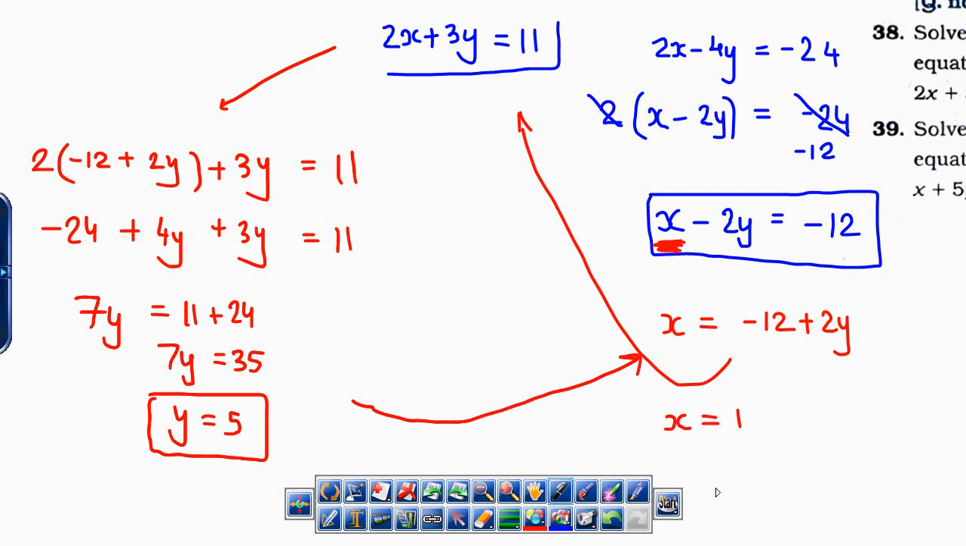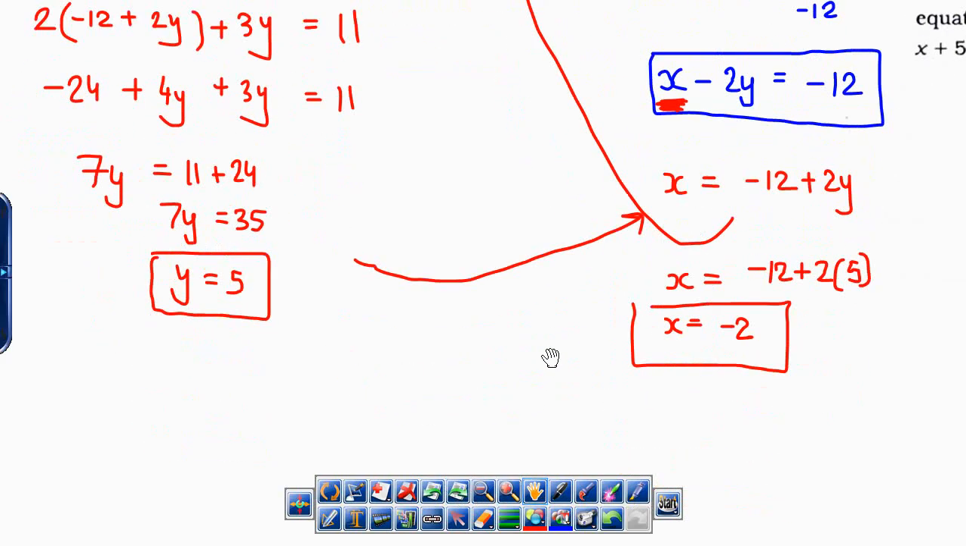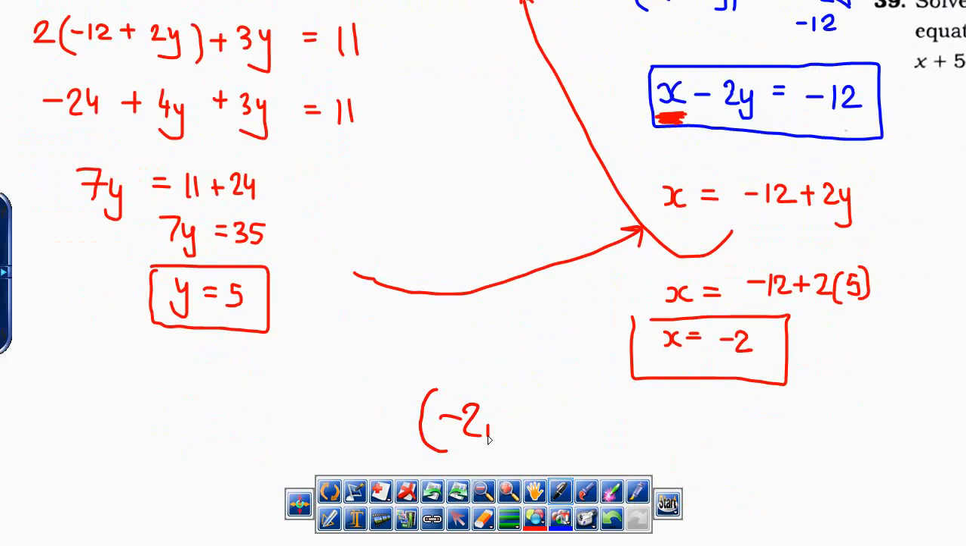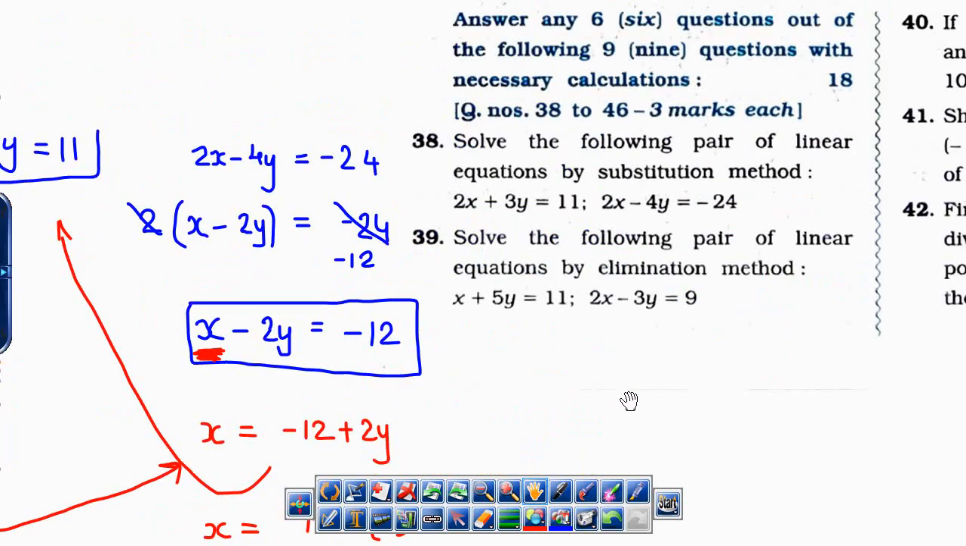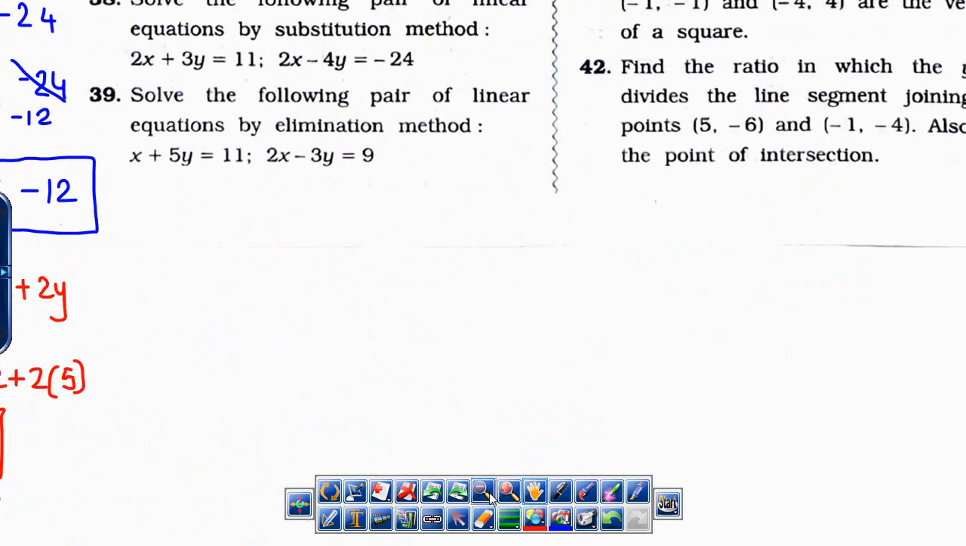x is equal to minus 12 plus 2 into 5. Minus 2 is the answer. y is 5, x is minus 2. You can also write the answer as minus 2 comma 5, or this will also work. That is sum number 38.